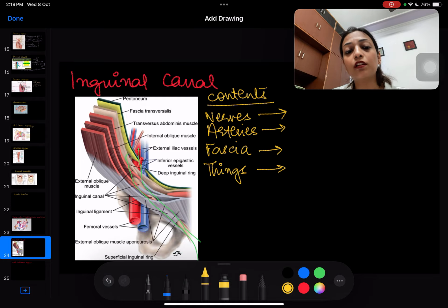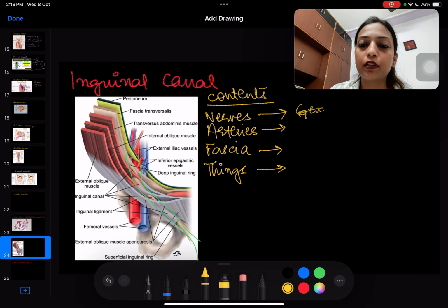Which are the nerves that we need to know? Can you see any nerves here? No, I don't think so. So the nerves are the genital branch of the genitofemoral. I won't write. Let's just remember it.